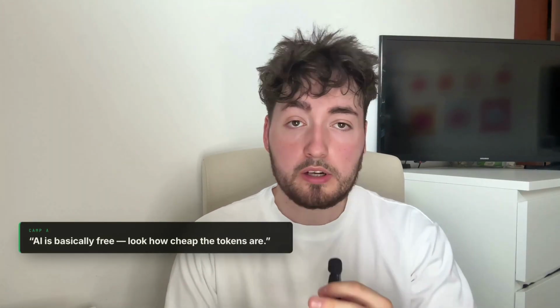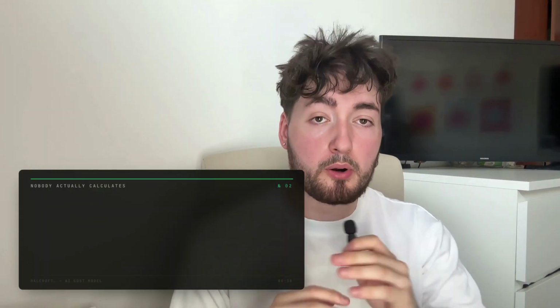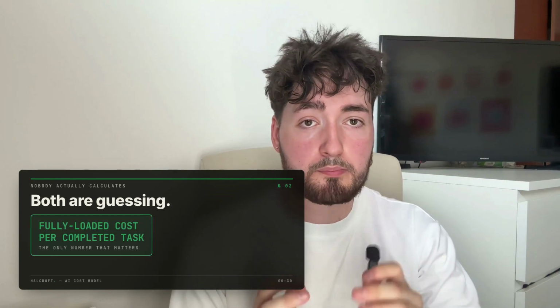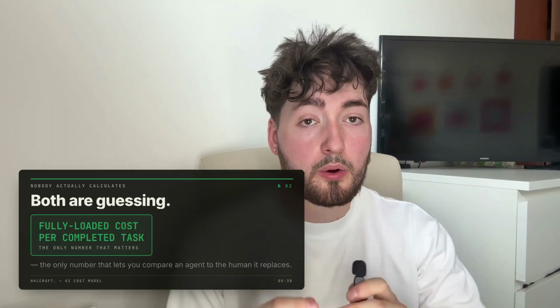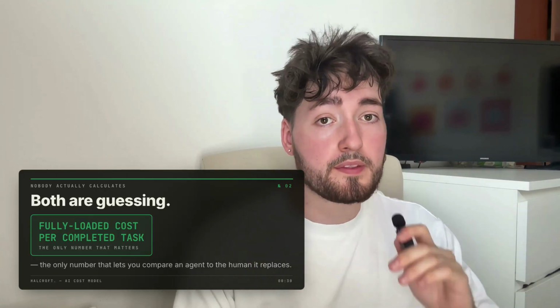This is how the conversation usually goes. Someone says AI is basically free. Look how cheap the tokens are. And on the other side, someone says agents are expensive, don't bother. Both are wrong, both are guessing, because nobody actually calculates the fully loaded cost per completed task. And that's the only number that actually allows you to compare an agent to the human that it's replacing.